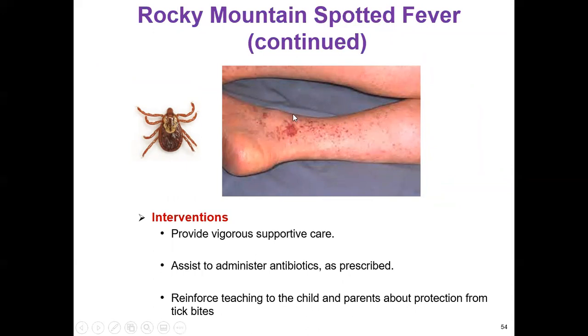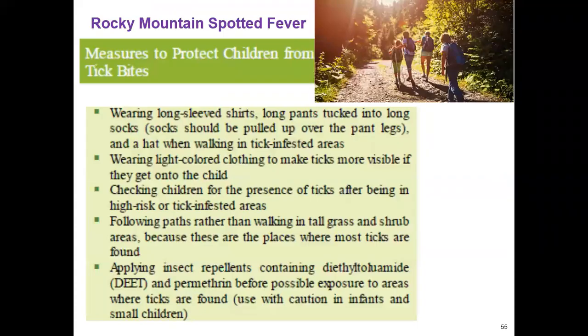So provide supportive care, which is important, and assist to administer antibiotics. Educate the child and parents about protection from the bite. So here we show how we can prevent Rocky Mountain spotted fever, with features to protect the child from ticks.